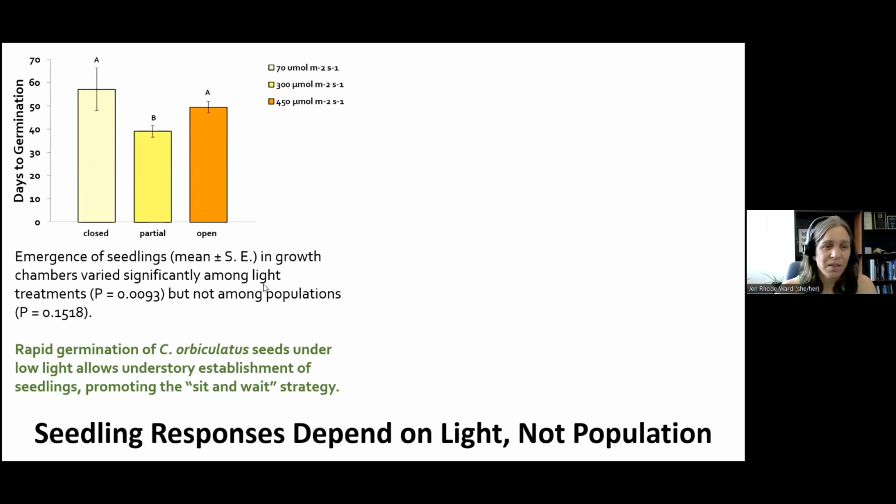You can see that there is more germination in this open light and the darkness than there is in that intermediate light level. It's interesting because I just showed you in the previous graph that they were growing more as adults in that partial light, but they seem to germinate less. And this low light germination that I've been talking to you about promotes this thing that they call sit and wait strategy that a lot of plants do. So they germinate and then don't do further growth until conditions become better.